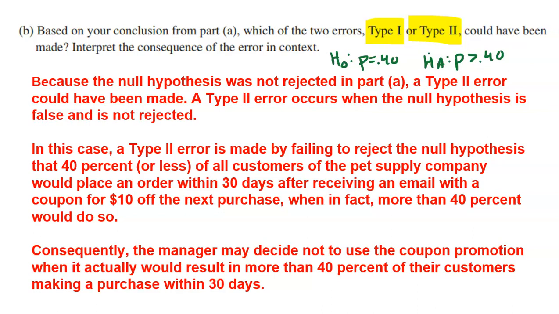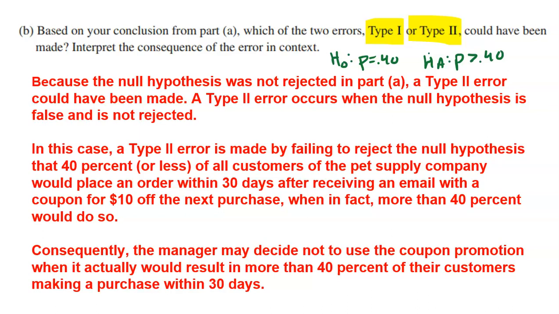And when my conclusion was that I failed to reject the null, I am at risk for a type 2 error because I'm confident in my decision. I didn't do any of my work wrong, but when I say that, listen, I don't think it's more than 40%, there is a chance that I'm wrong, and maybe it is more than 40%. And that's what a type 2 error is. The truth is the proportion is more than 40%, but we failed to see that. So anytime you fail to reject a null, you are at risk for a type 2 error.